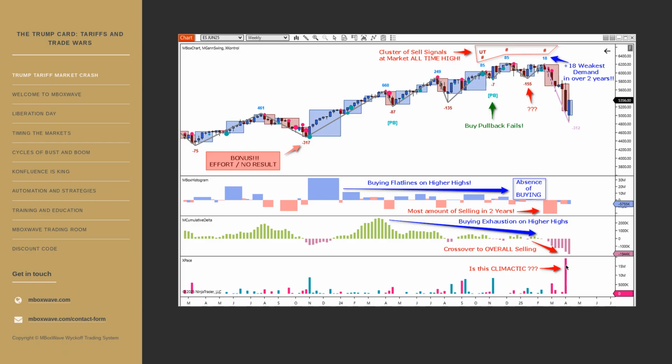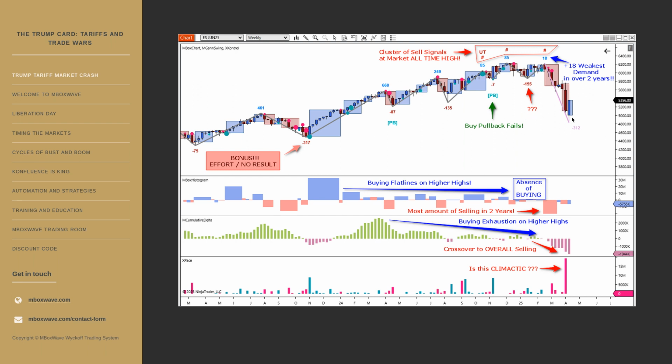We get this huge X pace spike. So what is this? Is this climactic? That's the question to ask. And I have an answer for you about that, because we've had a few weeks since then, since I had to submit slides early, to see exactly what happens after that.